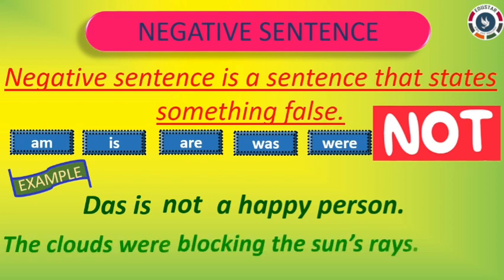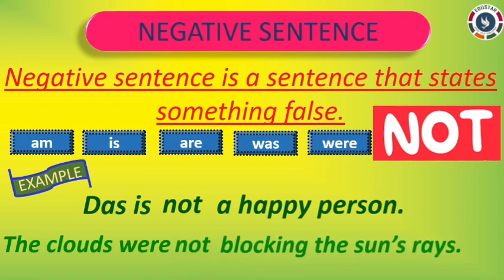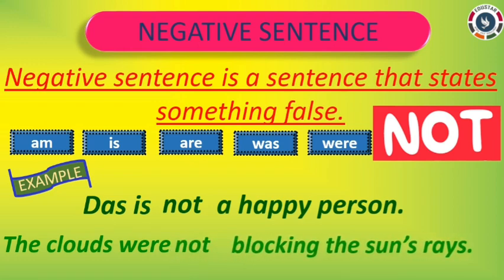The clouds were blocking the sun's rays. Now read this sentence. The clouds were not blocking the sun's rays. To make the sentence negative, we added not after the helping verb were.